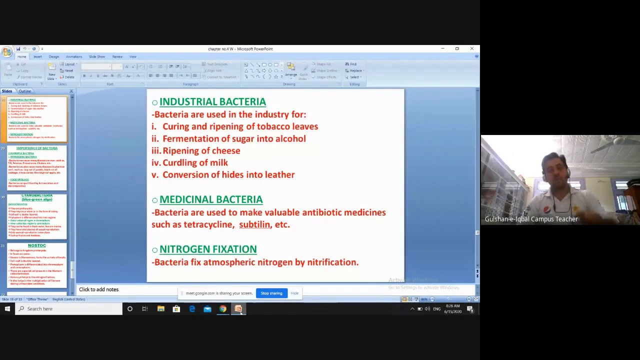Okay. The next positive effect of bacteria is nitrogen fixation. We will study in chapter number 19 that bacteria is used to fix atmospheric nitrogen. The amount of atmospheric nitrogen should be fixed, and that is fixed by the help of the bacteria by the process of nitrification. So nitrification, we will discuss that in chapter number 19 in detail. Okay, the complete process of nitrogen cycle, we will discuss that. These are the positive effects of bacteria.